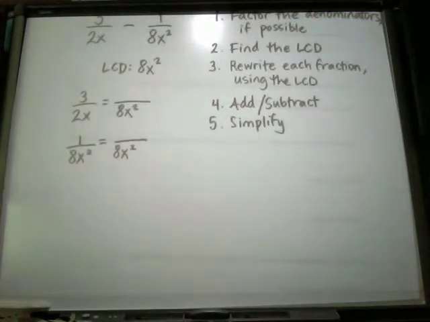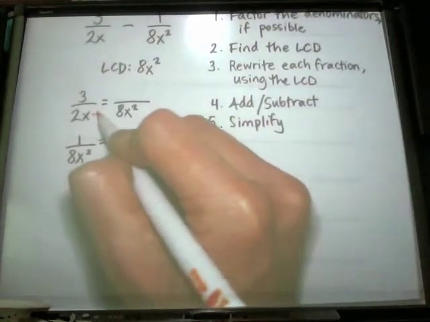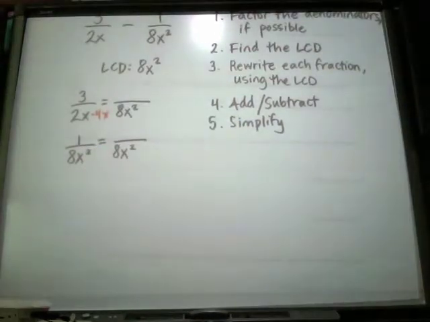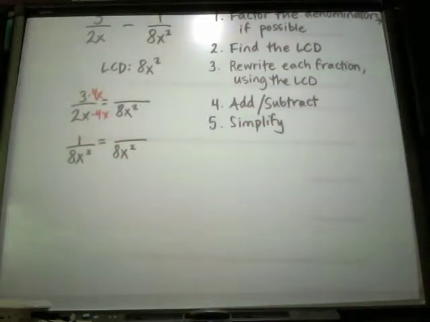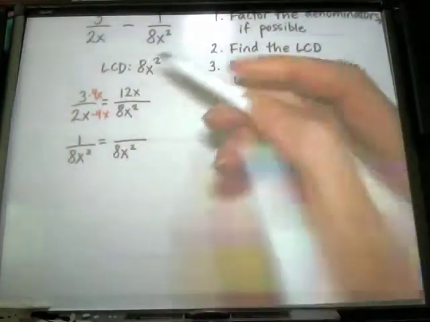We've started. Now the step, remember, is to figure out how do I get from this denominator to the next one. To get from 2 to 8, I did times 4, and from x to x squared, I must have multiplied by x. So I'm going to multiply my numerator also by that same factor, 4x. 3 times 4x, 12x.